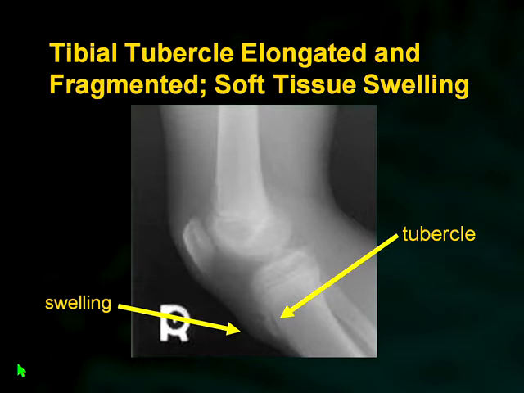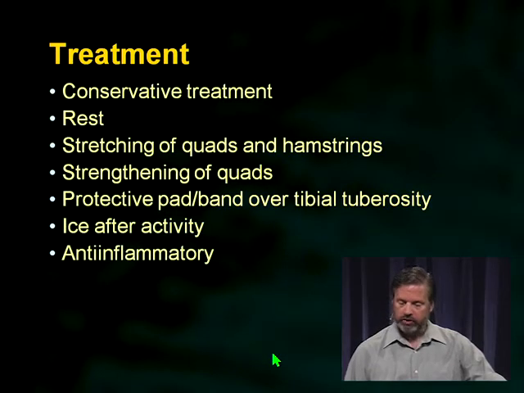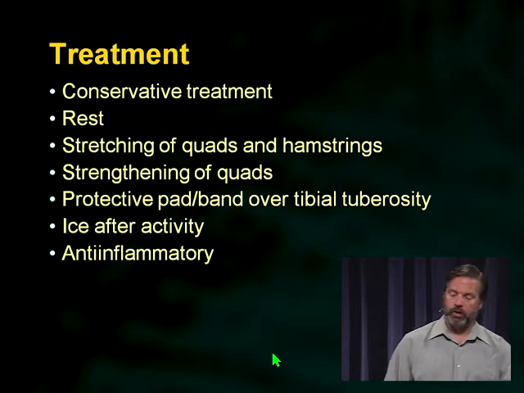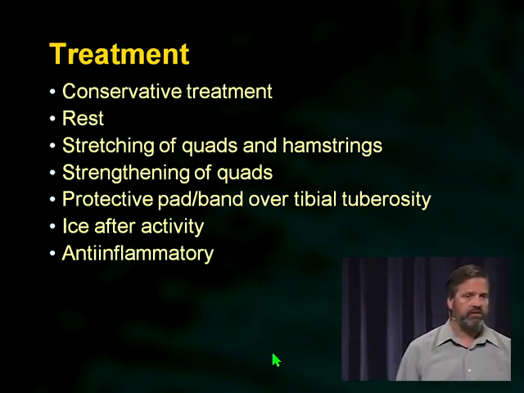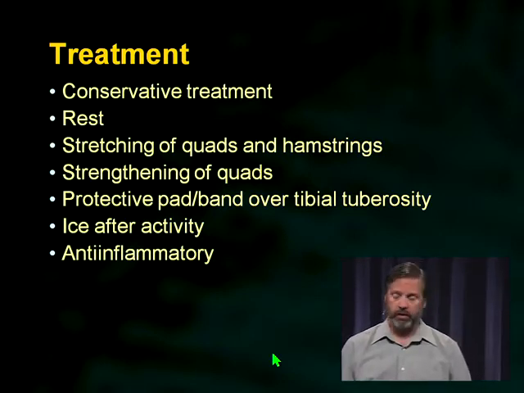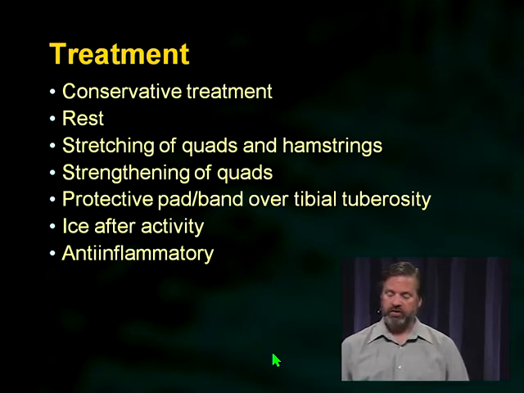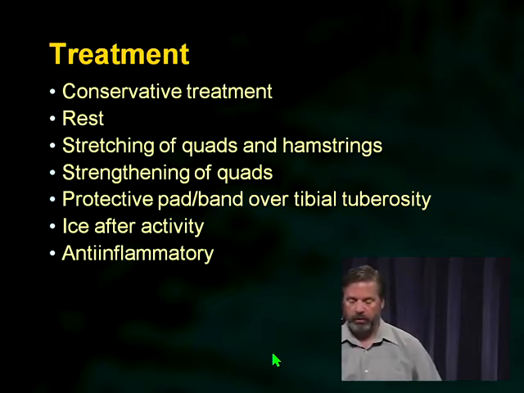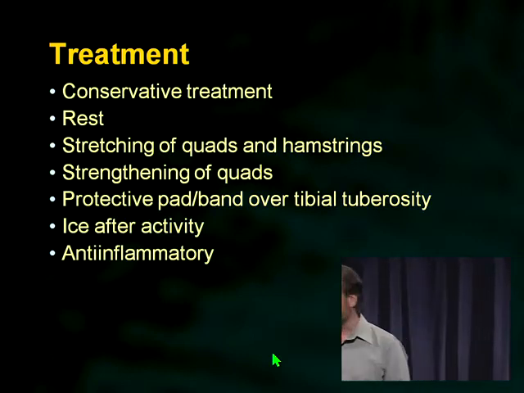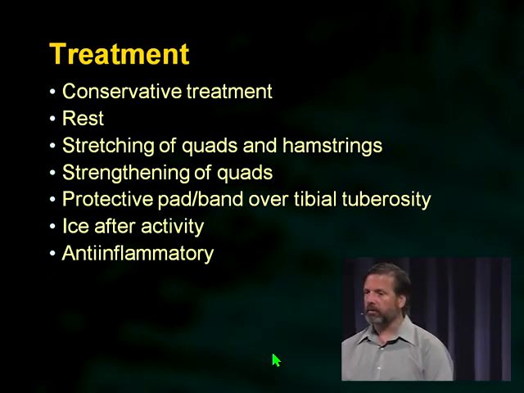So here's an X-ray, something you might see. See the tibial tuberosity here, the tubercle there, and you can actually see some soft tissue swelling here. So the treatment, as I mentioned, is pretty conservative. Rest, although most of these kids won't rest because they won't give up the sport they're involved in. So you have to teach them to ice before and after, especially, and they can use NSAIDs. Some stretching of the quads and hamstrings may help. But short of that, this is usually a problem that they outgrow.